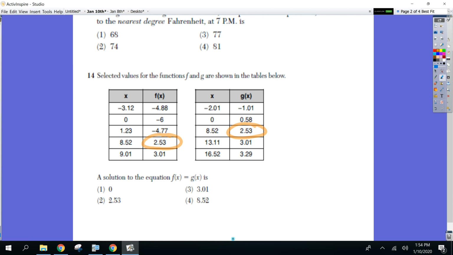No, no, no. Solution is what x value makes them equal, right? What x value makes them equal? In that case, it would be what? Not 2.53, but 8.52. Why don't I use the 3.01? The x's are different, right? And look at all those choices. There's not really one you could eliminate. Do you eliminate 0? Well, there's zeros in both. 2.53, 3.01, there's a lot there, all right? That's why you got to know what you're doing.